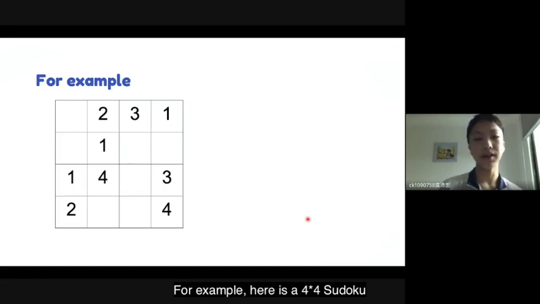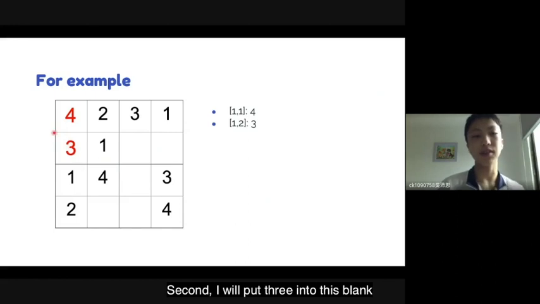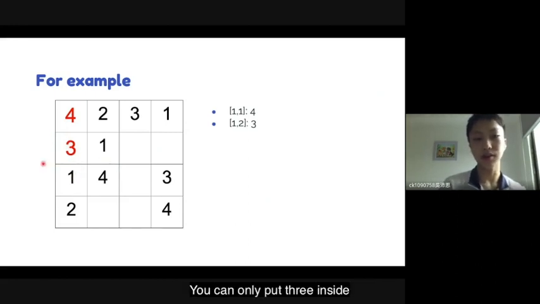So for example, here is a 4 times 4 Sudoku, and I will play it once. We can put 4 in it because here is 1, 2, 3, and this can only be 4. And then second, I will place 3 into the block. 1, 2, 3, you can put 3 inside. So here, there are 3, and I see 1 and 3. So you can put 2 or 4 inside this blank. So I will put 2 inside it.